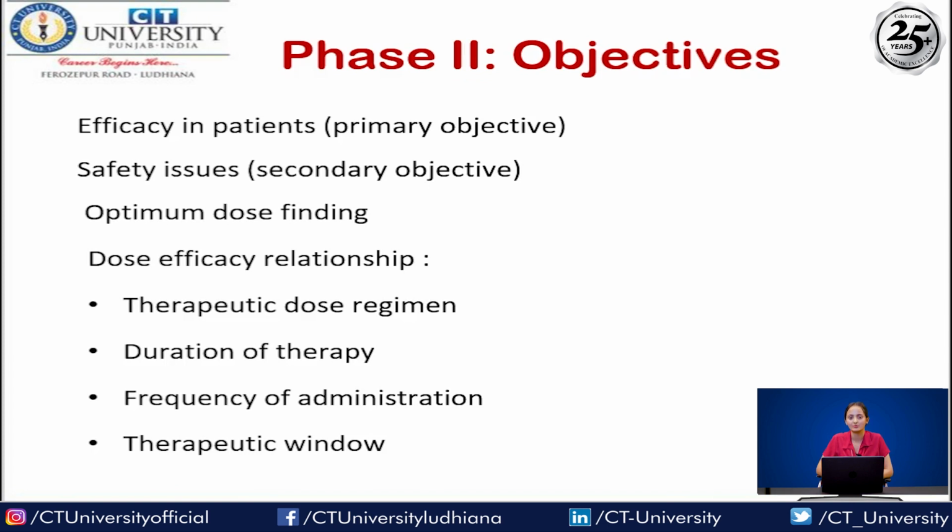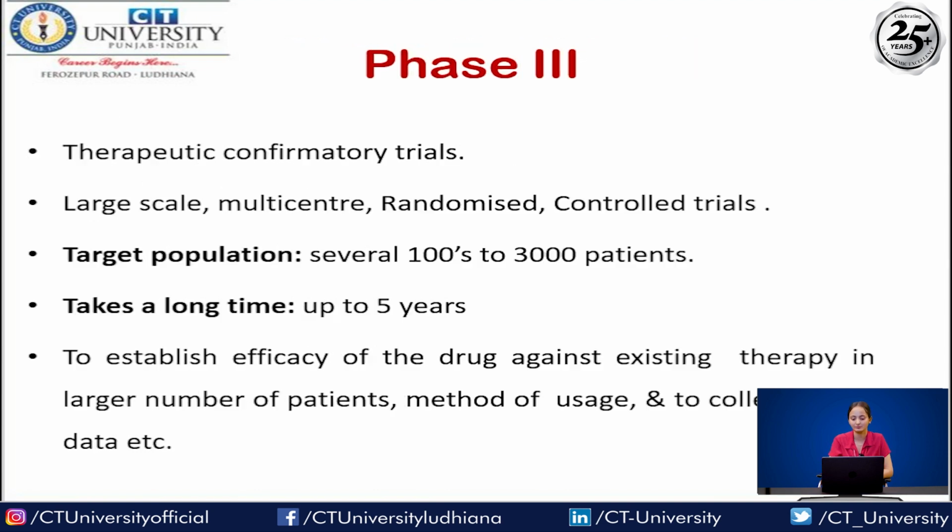Then the phase 2 objectives. First, the primary objective is efficacy in patients, to check the efficacy. The secondary objective, we will evaluate the safety issues, and we will also find the optimal dose. Dose efficacy relationship, we will find the therapeutic dose regimen, the duration of the therapy, and we will also know about the frequency of administration and the therapeutic window.